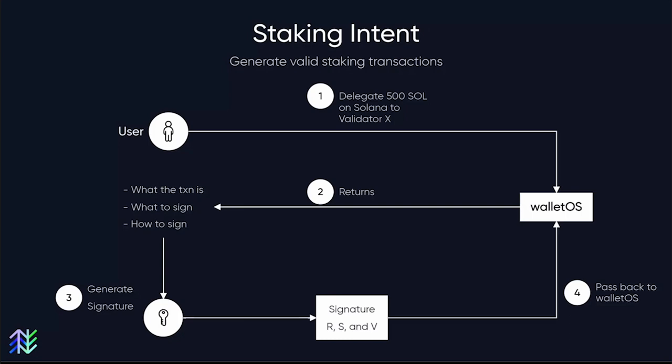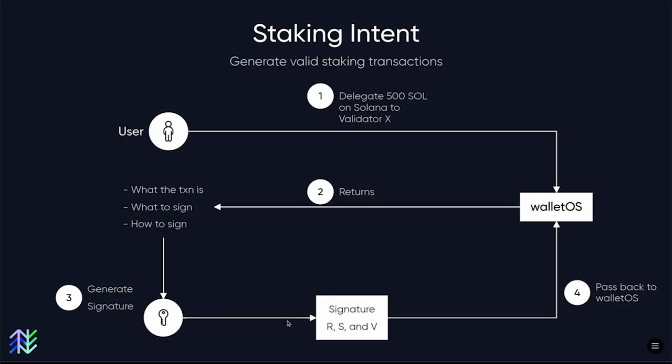When I'm talking about staking, I'm particularly talking about delegated staking. As a user, I can say I want to delegate a couple of BLD tokens to a validator that has maybe a low commission and I think is doing a good job protecting the network. So I can create that transaction with WalletOS. Again, I get back that same thing: the transaction, what to sign and how to sign. And I can create a signature.